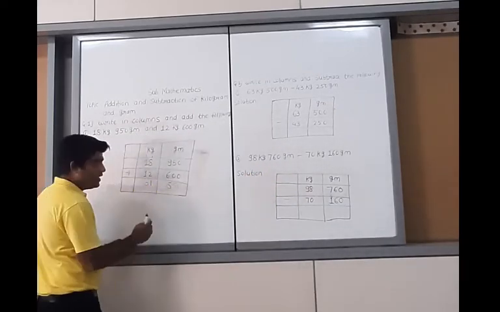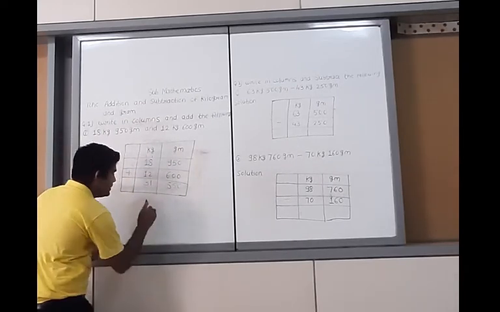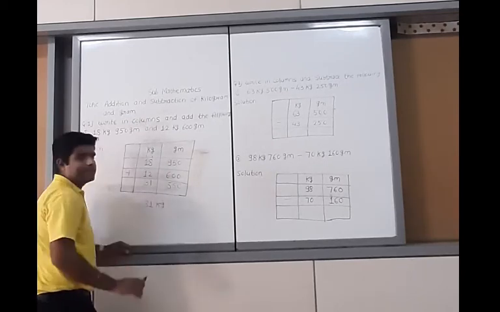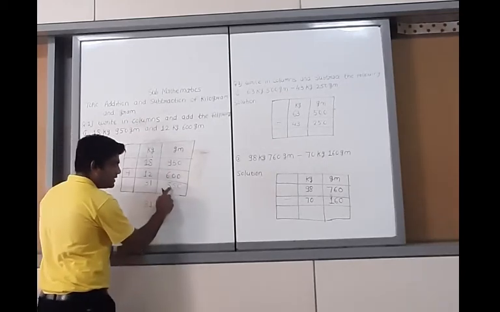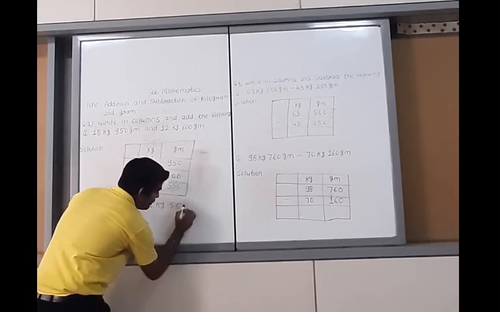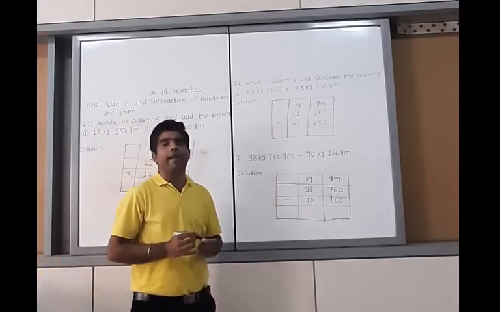So your correct answer is 31 kg, because we have 31 in the form of kg. This is our 31 kg. Your final answer is 31 kg, and in the form of gram it is 550 gram. This is our final answer.